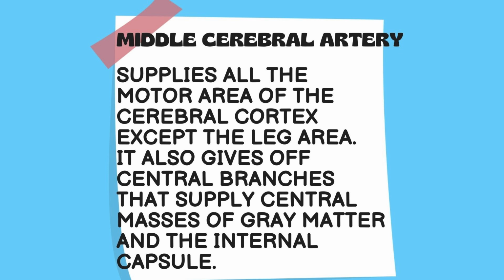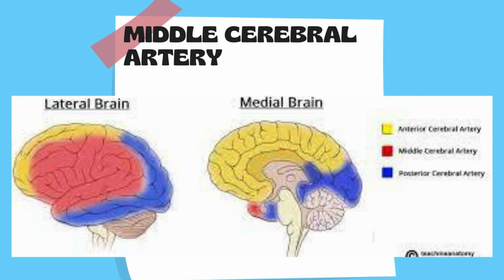It also gives off central branches that supply the masses of gray matter and the internal capsule. This shows the distribution of the middle cerebral artery in the medial and the lateral brain. Now I'm going to talk about the circle of Willis.